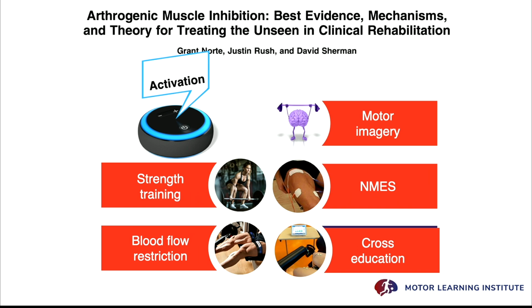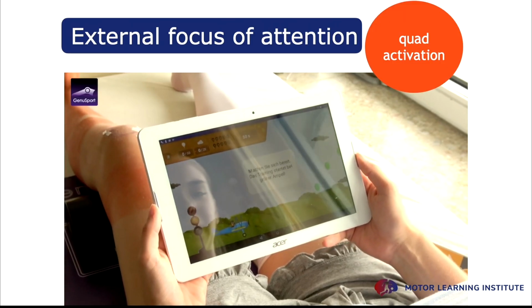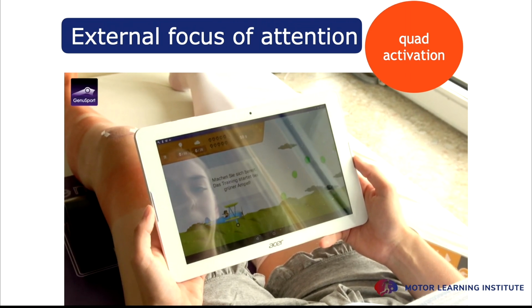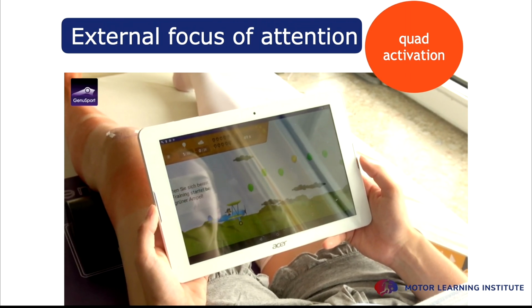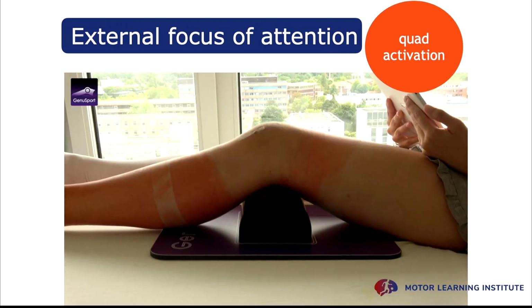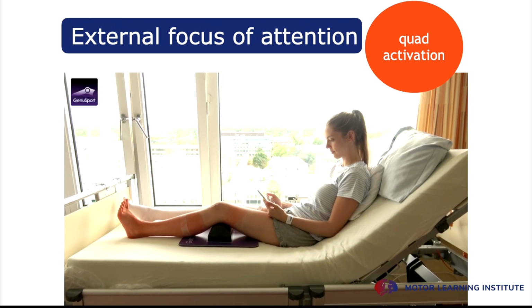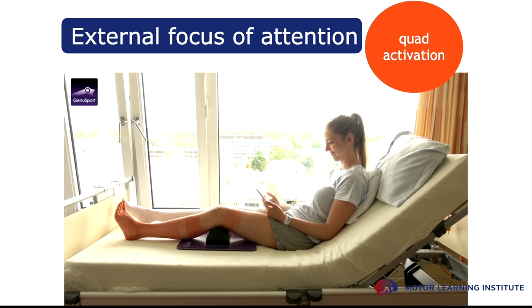So I'll take this problem as an example, AMI, arthrogenic muscle inhibition. So we need to activate the quads, we need to activate the vastus medialis, and how can we do this? An external focus of attention is not something that you can only do further in rehab, but something that you can do already in the beginning. This girl is a couple of days post-op and playing a game, and with activating her quads, she has to reach certain goals in the game to hit the green balloons.